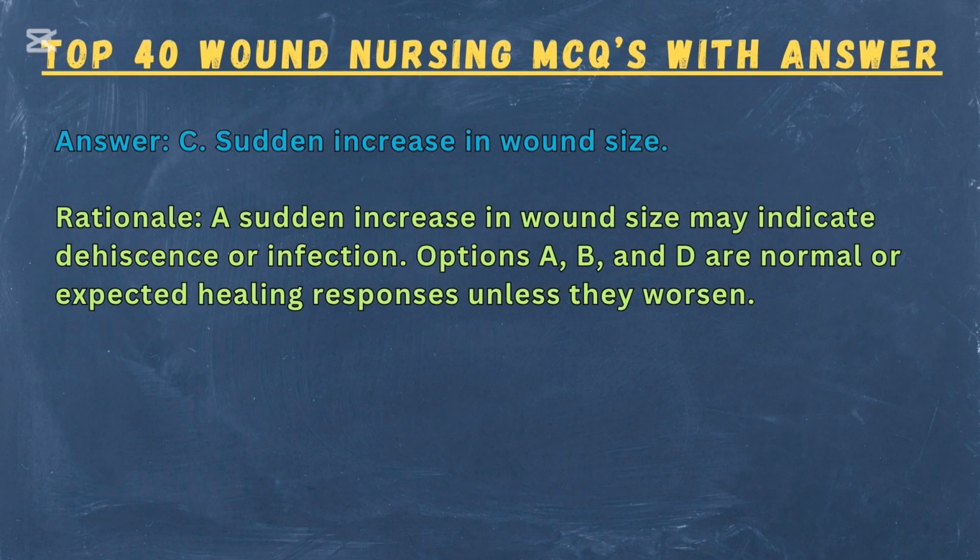Answer. C. Sudden increase in wound size. Rationale. A sudden increase in wound size may indicate dehiscence or infection. Options A, B, and D are normal or expected healing responses unless they worsen.